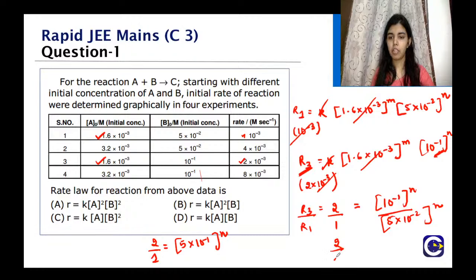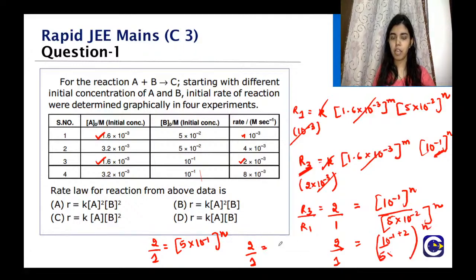Now, this will be equal to how much? 1 upon 5 into 10 raised to the power minus 1 plus 2, that will be equal to 2 by 1 equals 10 raised to the power plus 1 divided by 5, right? Or you can do it vice versa also.